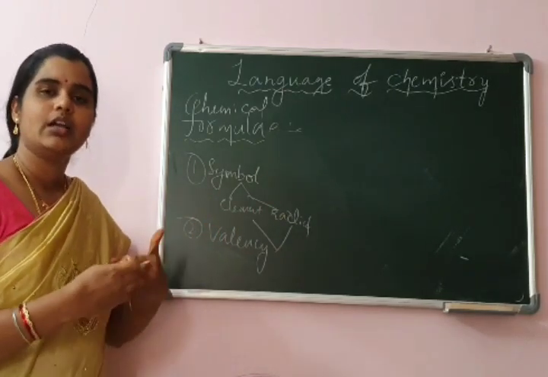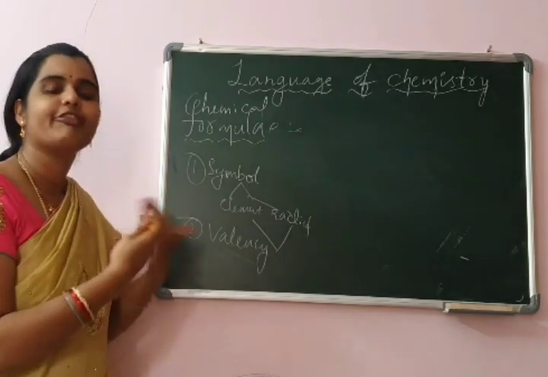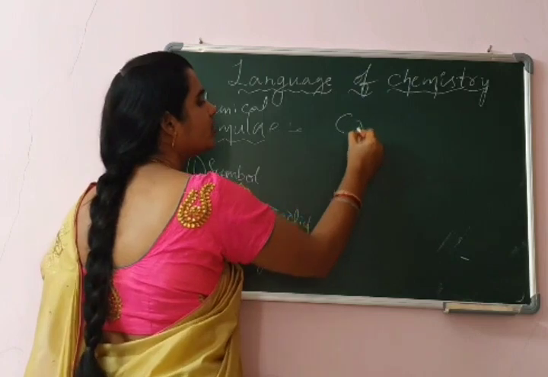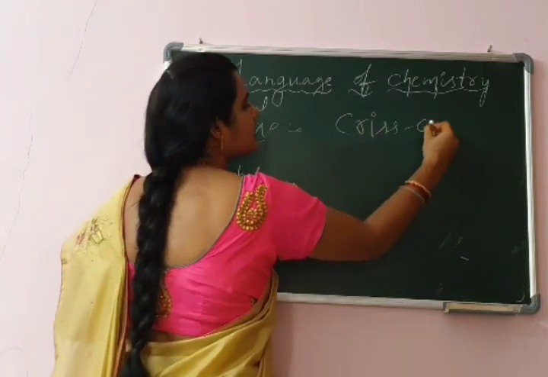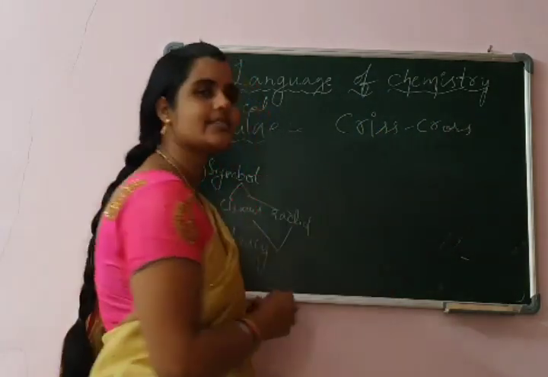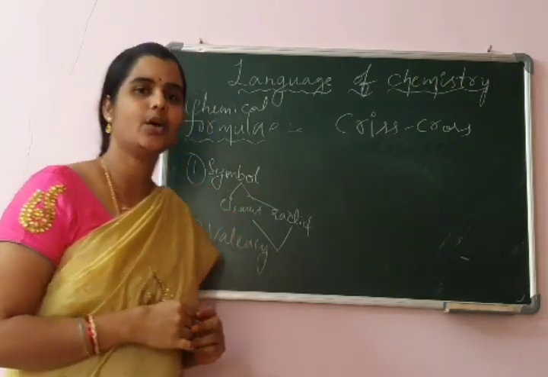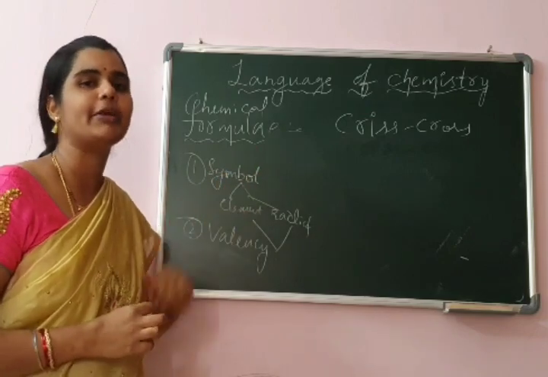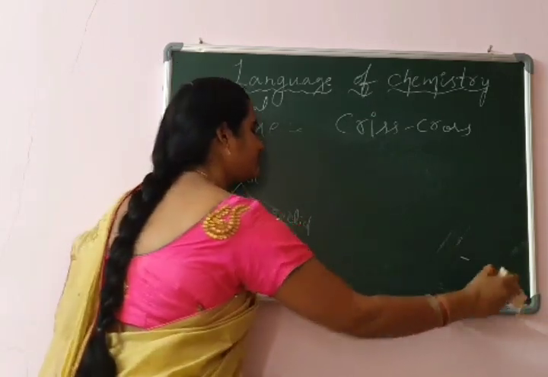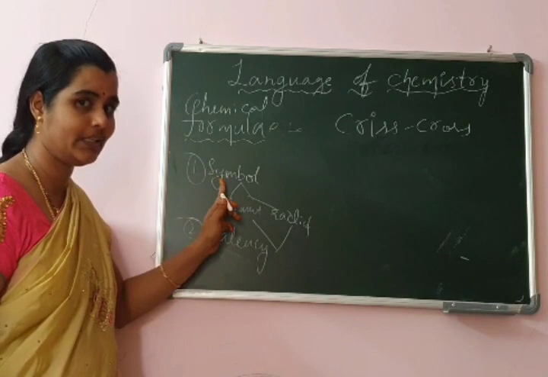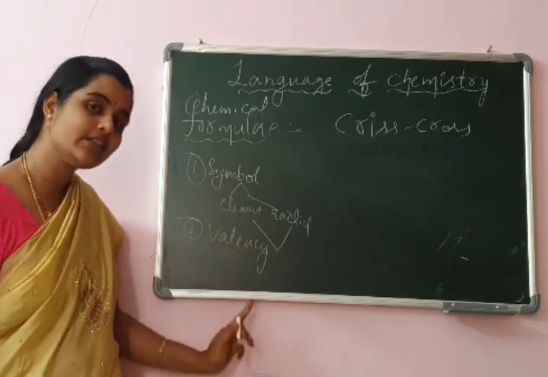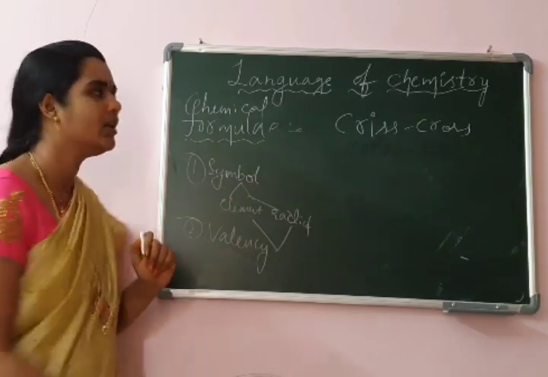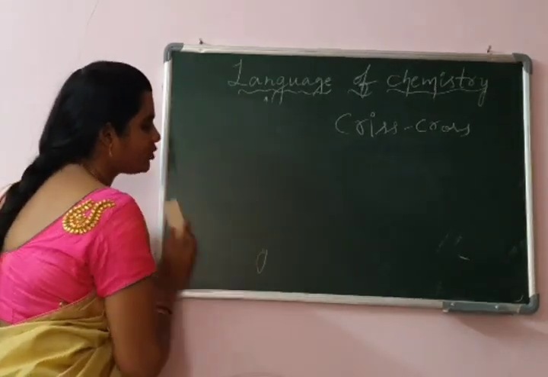The method of writing chemical formulae is known as the criss-cross method. There are several steps involved in this criss-cross method. Let us see one by one. We need two things: symbol and valency, that is, the symbol and its combining capacity. It may be an element or a radical. Let us see now how to write.